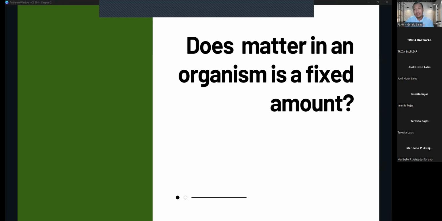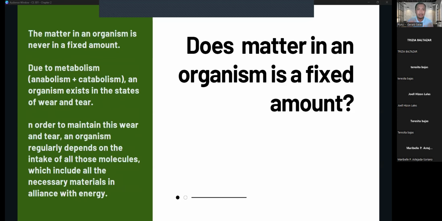So the matter in an organism is not a fixed amount. It has never been a fixed amount because we have what we call metabolism. We have anabolism and catabolism. This is where the organism nagkakaroon ng wear and tear. For an organism to maintain this wear and tear, it depends on molecules kung saan natin sinusource out yung ating energy, and that is food. This includes all the materials necessary in alliance with the energy.